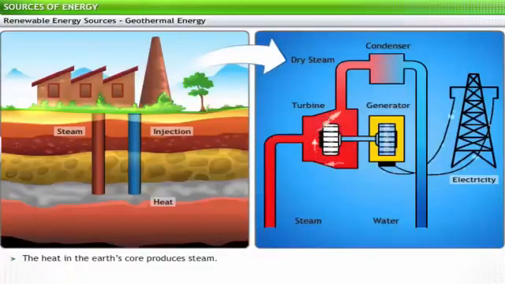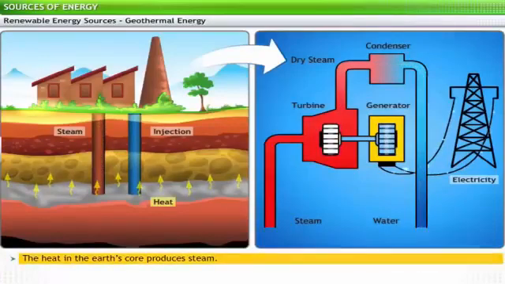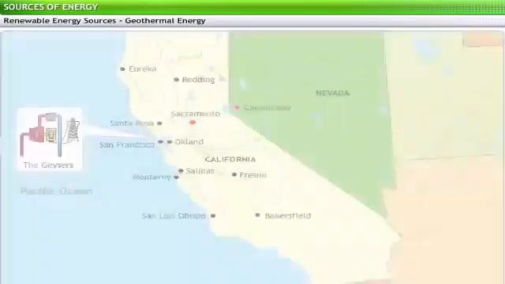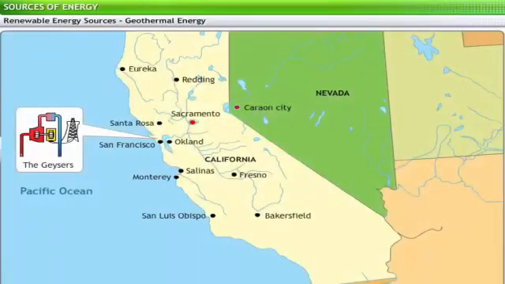Geothermal energy is derived from steam produced due to extreme heat in the Earth's core. This steam is channeled into power plants to run turbines and generate electricity. Sometimes, a deep well, called an injection well, is used to pump water into the heat pocket and pressurize the steam up to the power plant. The world's largest geothermal power plant, the Geysers in California, USA, has been in operation since 1924.